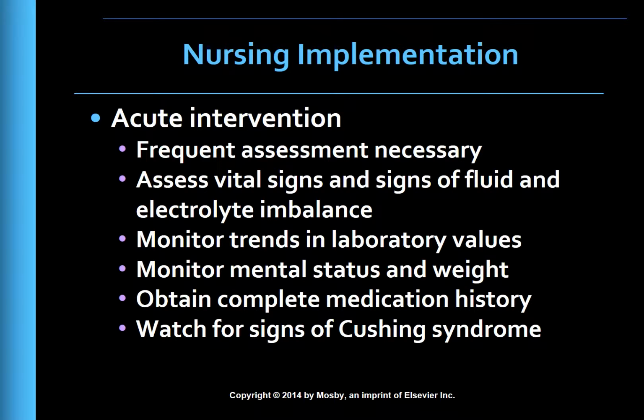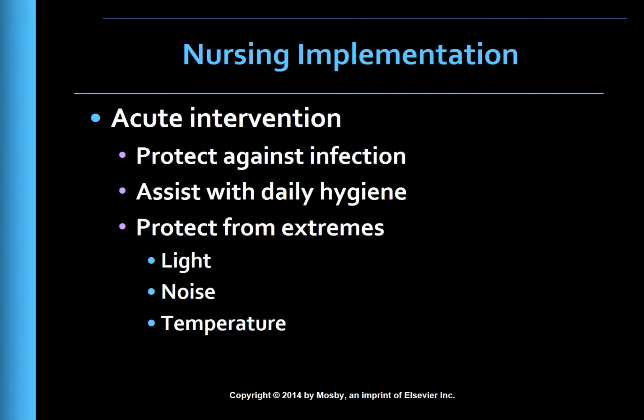Note changes in blood pressure, weight gain, weakness, or other manifestations of Cushing syndrome. In addition, protect against exposure to infection and assist with daily hygiene. Protect the patient from noise, light, and environmental temperature extremes. The patient cannot cope with these stresses because of the inability to produce corticosteroids.